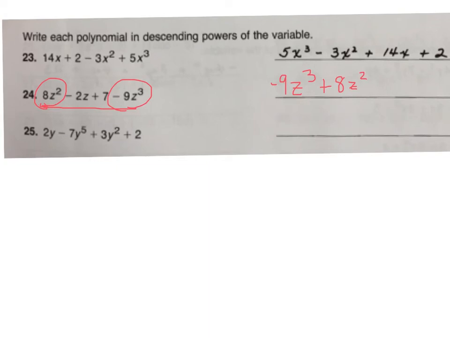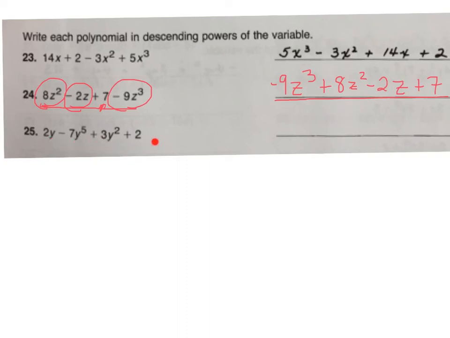And then this negative 2z is the next highest. So I'm going to write minus 2z. And then 7 is a degree of 0, so it'll go last, plus 7. So you wrote it in descending order, which means from biggest to what? Smallest.